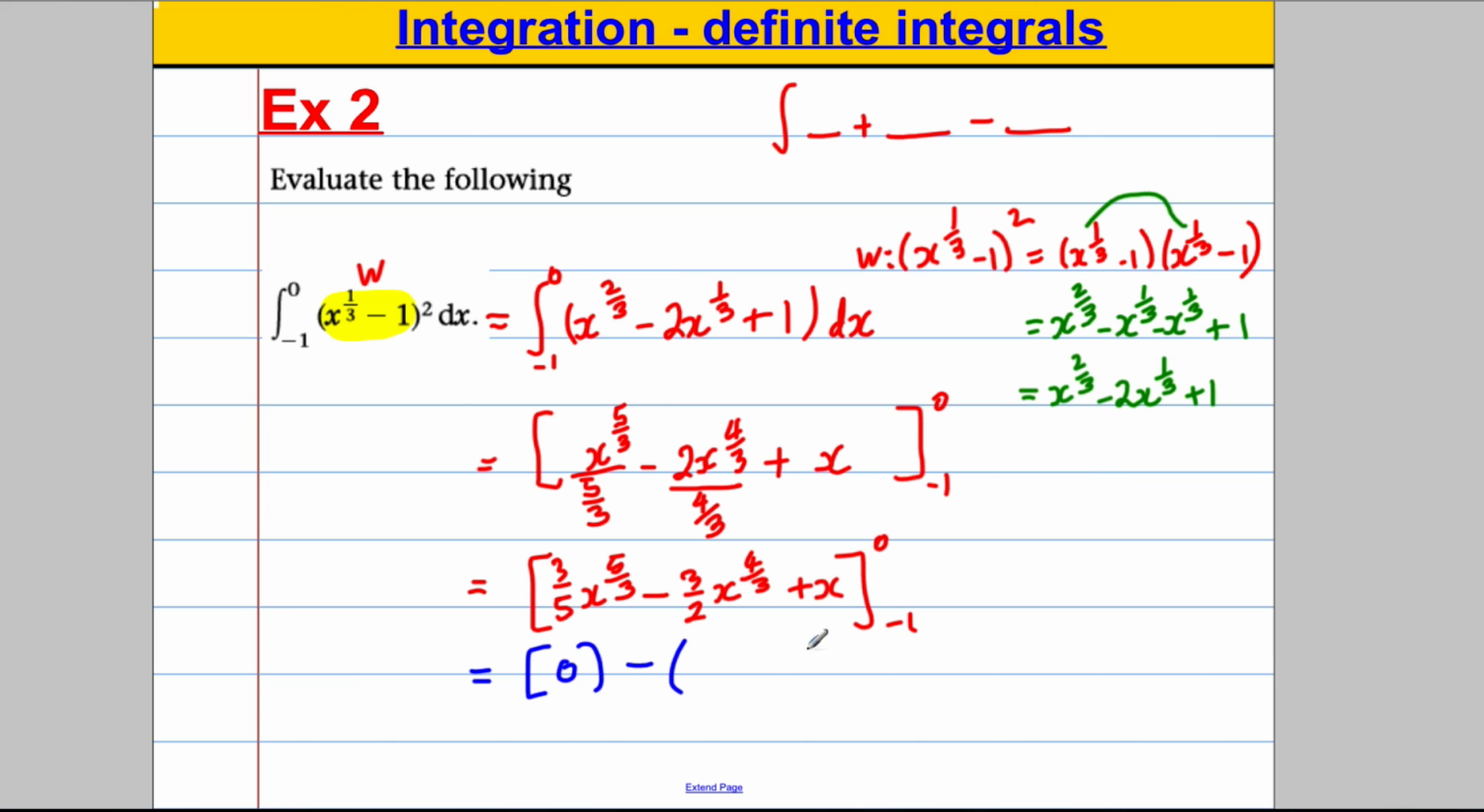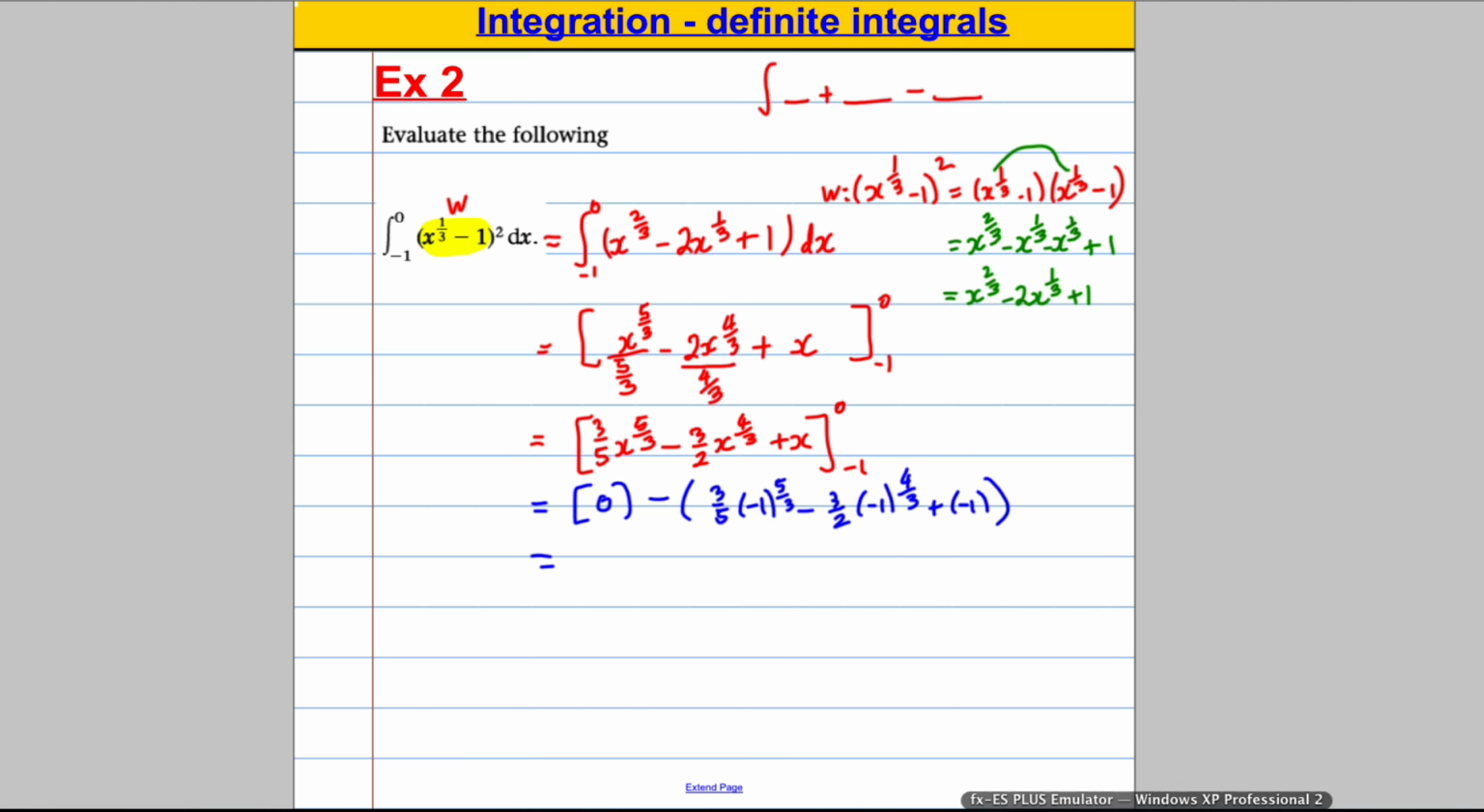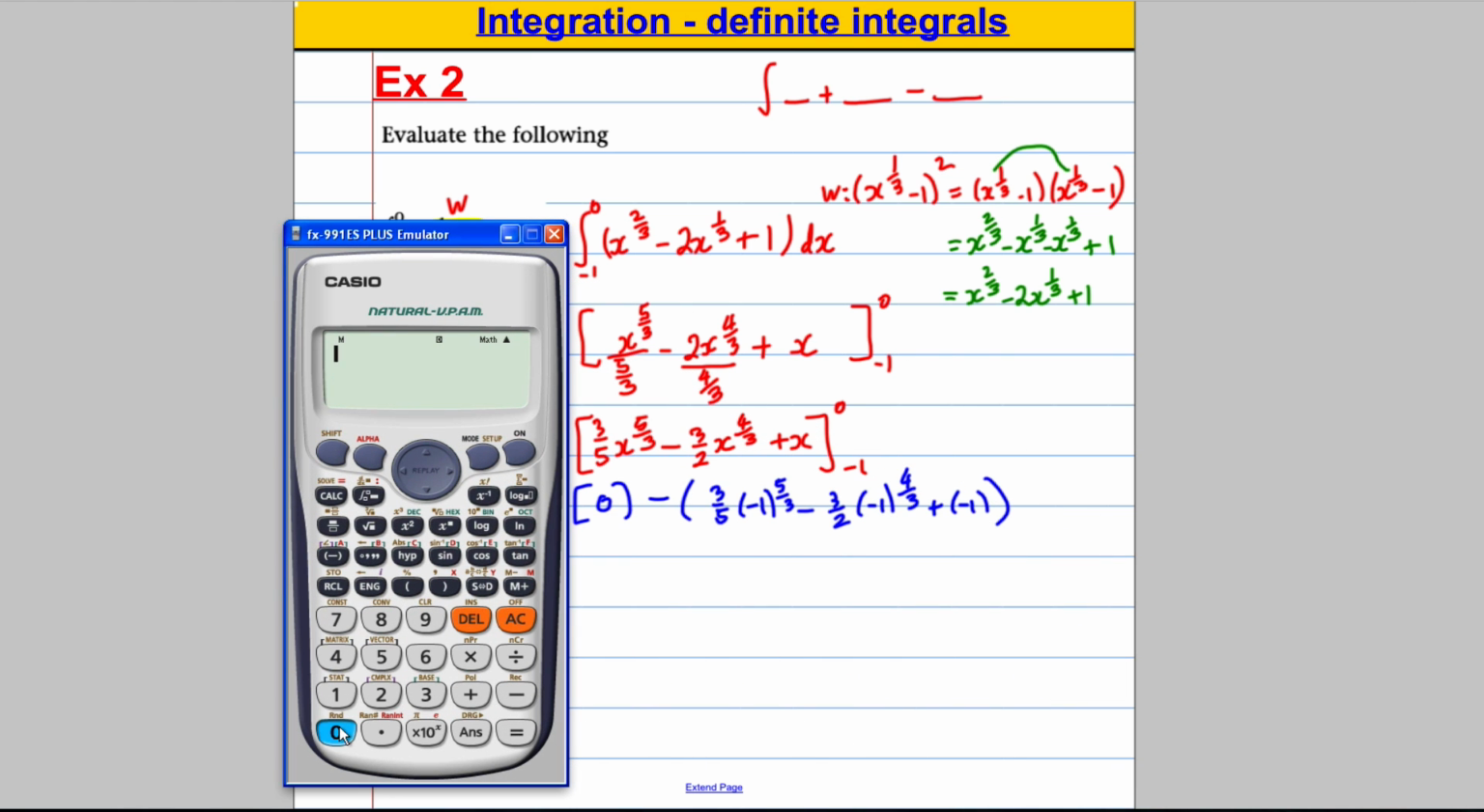Take away the answer when I put negative 1 in. Not as easy, so I'm going to type 3/5 negative 1 to the 5/3, take away 3/2 negative 1 to the 4/3 plus negative 1. That one's harder. Don't forget you're taking away here. I'll have to get my calculator out for this one. I'm going to take 0, subtract the answer I get for 3/5 brackets negative 1 to the 5, I want that to the 5/3.